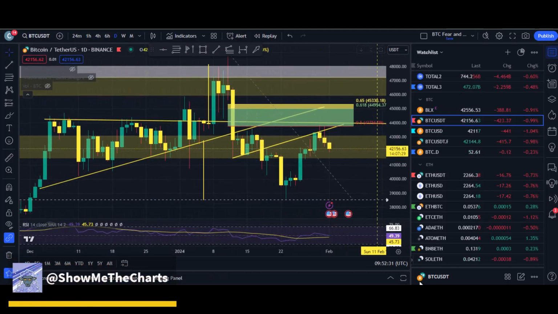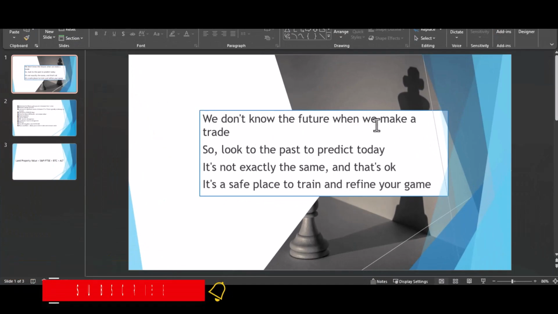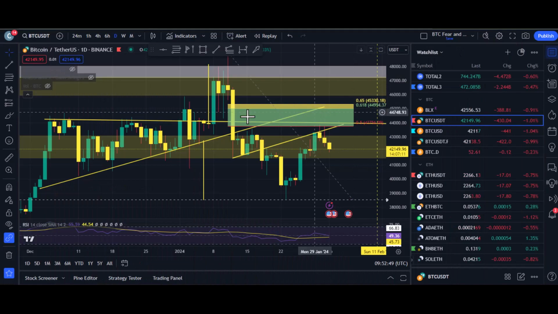Now, one of the things I wanted to discuss was this. I came up with this quote here: we don't know the future when we make a trade, so look to the past to predict today. It's not exactly the same, and that's okay. It's a safe place to train and refine your game. So you can look to the past to refine your game in trading, okay? And that's what I like to do.